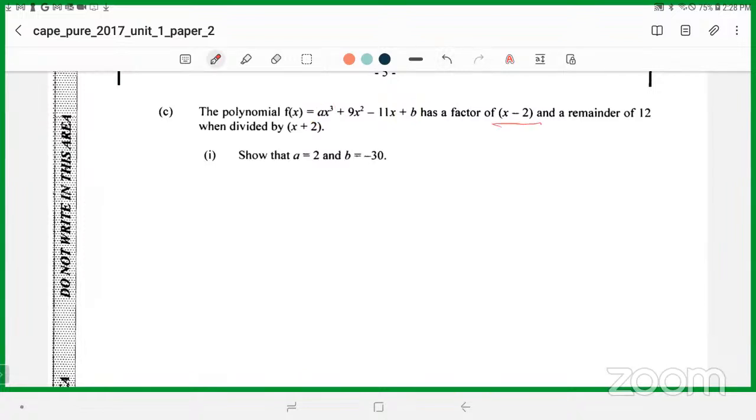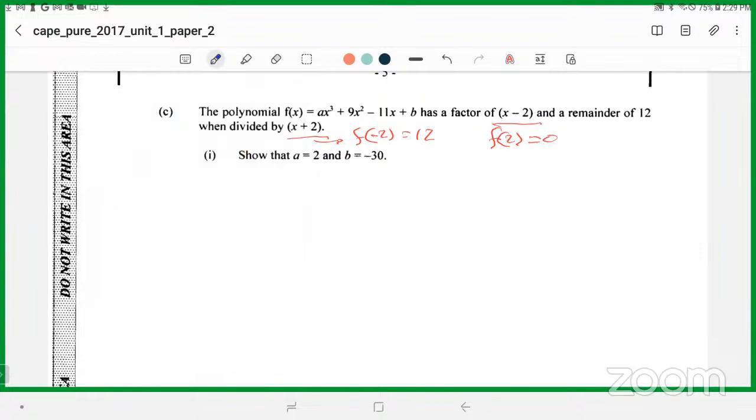This is a factor, which means that f of 2 equals 0. And then this divisor is giving us a remainder of 12, which means that f of -2 equals 12. I'm going to get the two equations that way. So let's go.